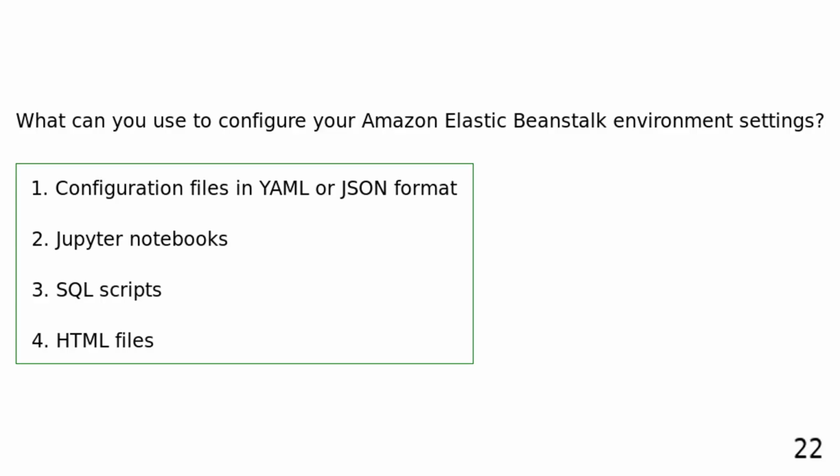What can you use to configure your Amazon Elastic Beanstalk environment settings? Configuration files in YAML or JSON format, Jupyter notebooks, SQL scripts, HTML files.